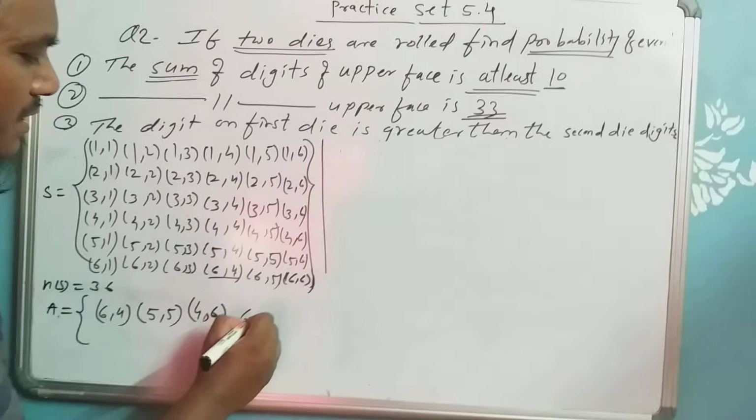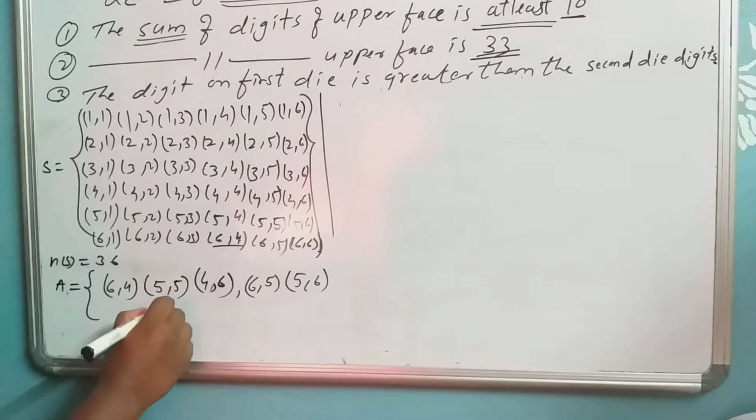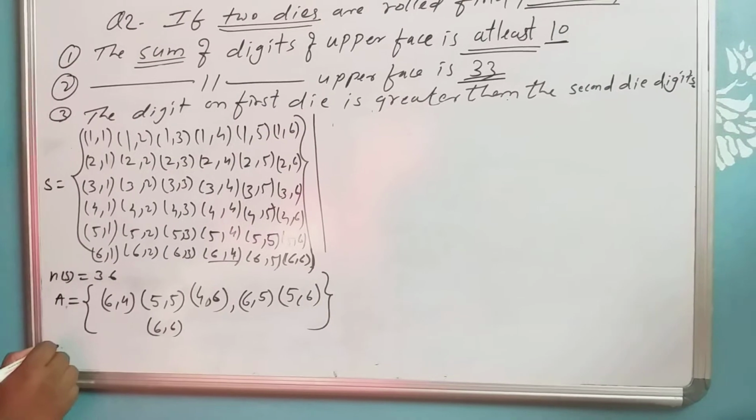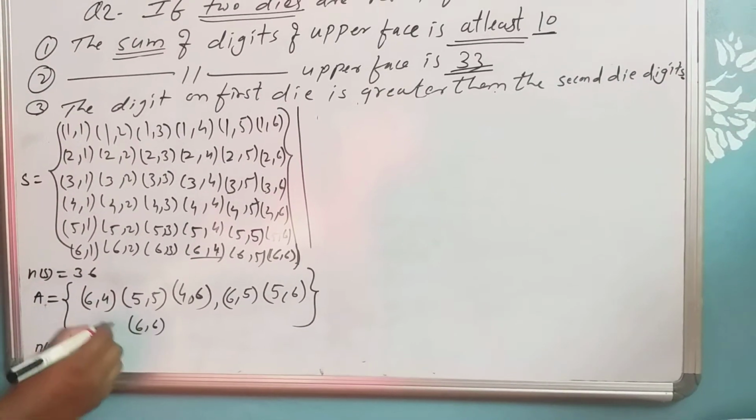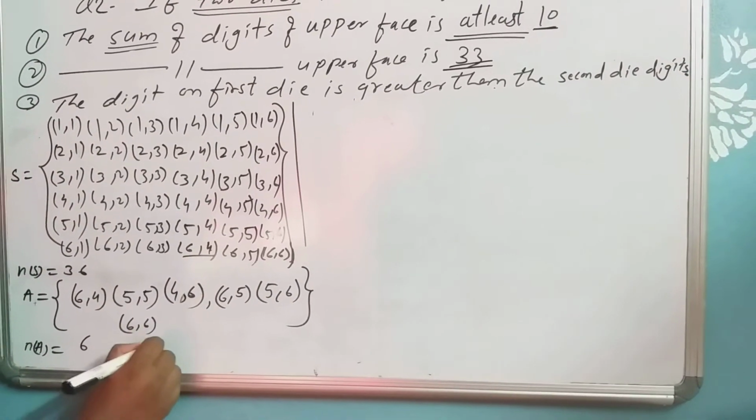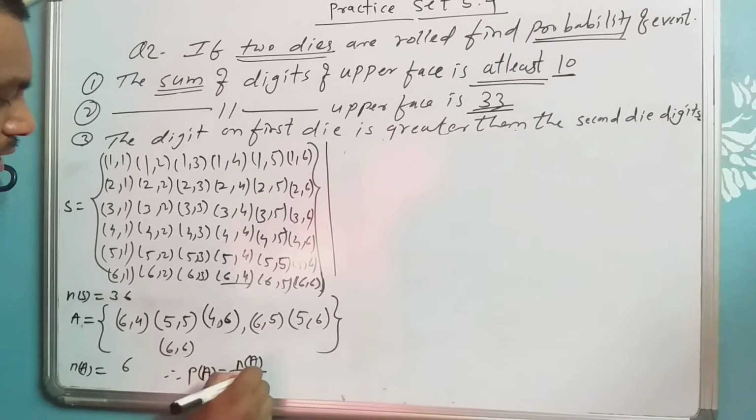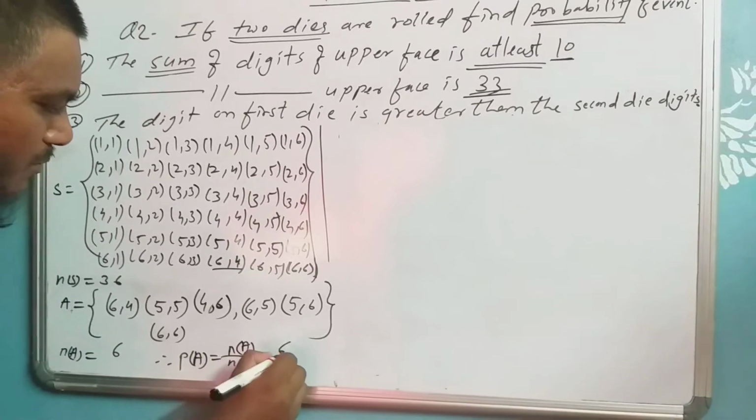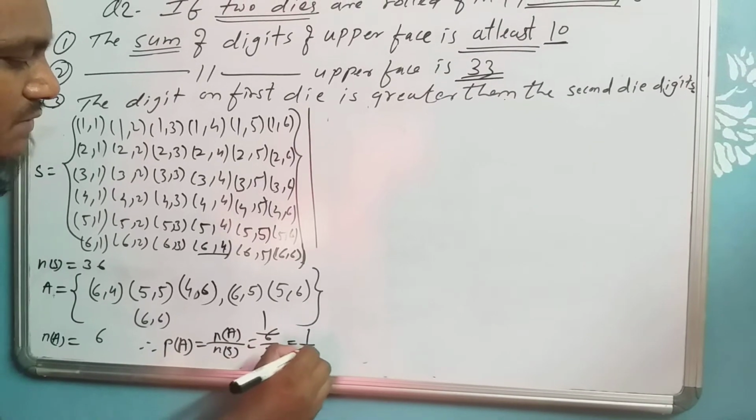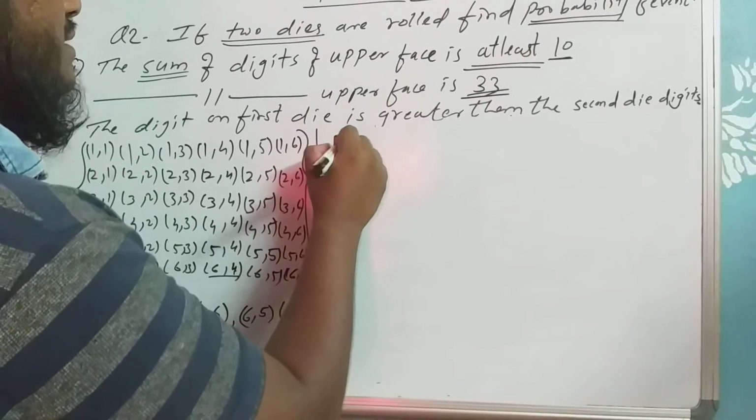We also have to consider more than 10, so we can consider 6 5, 5 6 and also 6 6. These many events should be considered in question A. Therefore n of A is 1, 2, 3, 4, 5, 6, that is 6. So probability of A, P of A, is equal to n of A divided by n of S, that is 6 upon 36. 6 ones are 6, 6 sixes are 36. So the answer is 1 upon 6.